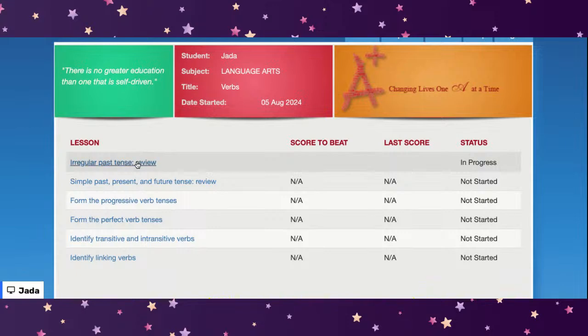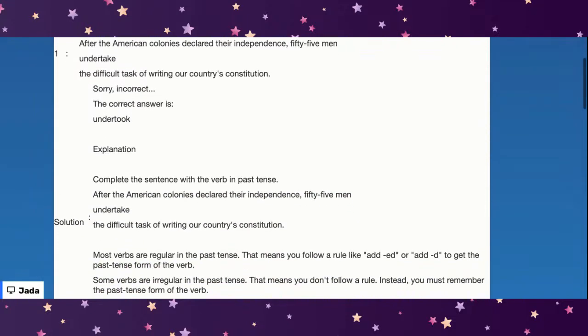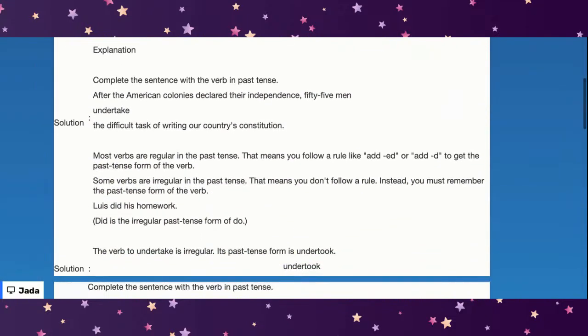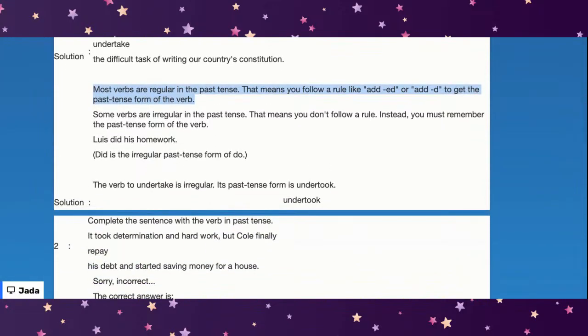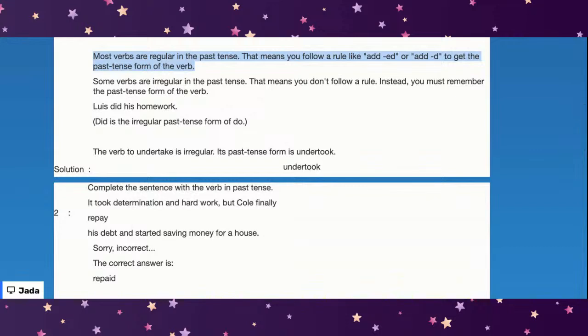Alright, let's start with the irregular past tense review. So we have to know what the irregular past is, okay? So first of all, most verbs are regular in the past tense. That means you follow a rule like adding ed or d to get the past tense form of the verb. So if the verb is regular, of course you have to add your ed or d to get the past tense form of that verb.